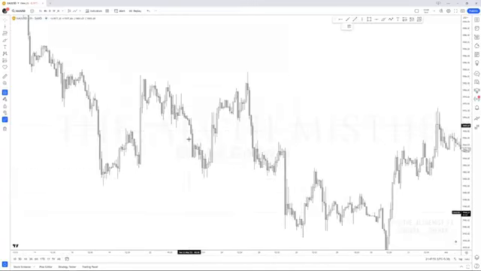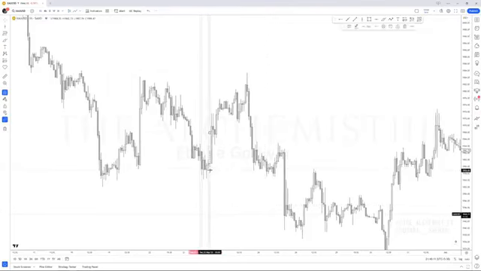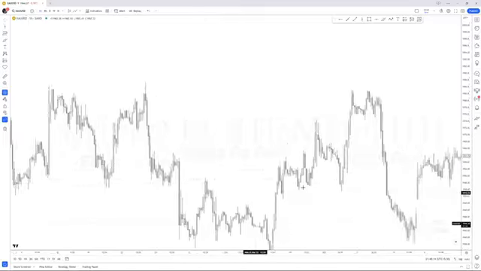Just maybe draw some. I do not use any indicators. Just draw some vertical lines on the London kill zone, London open, and then the New York kill zone. Can you state your London kill zone and London open timing for us? Yeah, the timing. Okay, yeah.